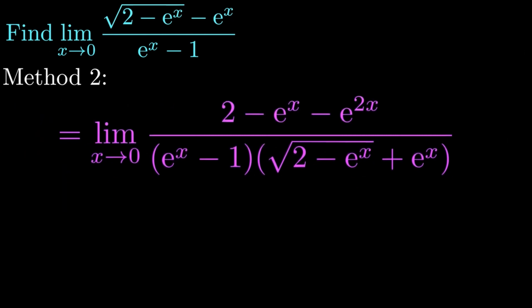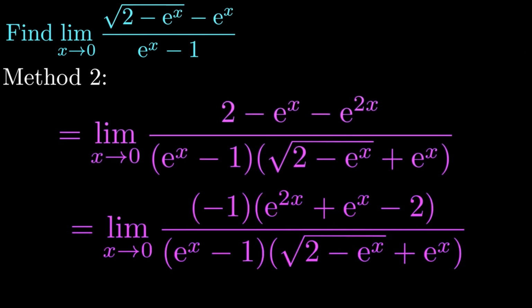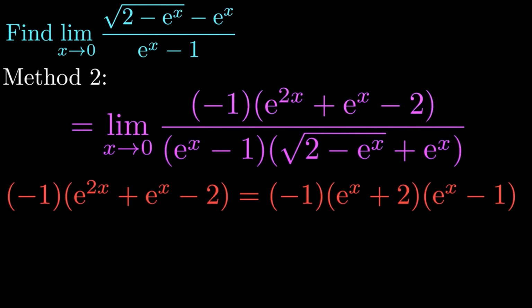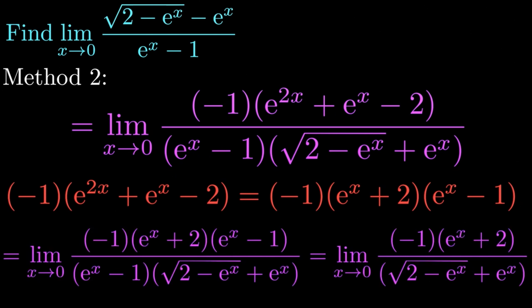Now, if we factor a minus 1 out of the numerator, we can rewrite the numerator as minus 1 multiplied by e raised to 2x plus e raised to x minus 2. Paying attention to the numerator, we have e raised to 2x, which is basically e raised to x multiplied by e raised to x, and we have an e raised to x here. So we can factor the numerator as follows. We have minus 1 multiplied by e raised to x plus 2 multiplied by e raised to x minus 1. Now the reason for doing so becomes clear.